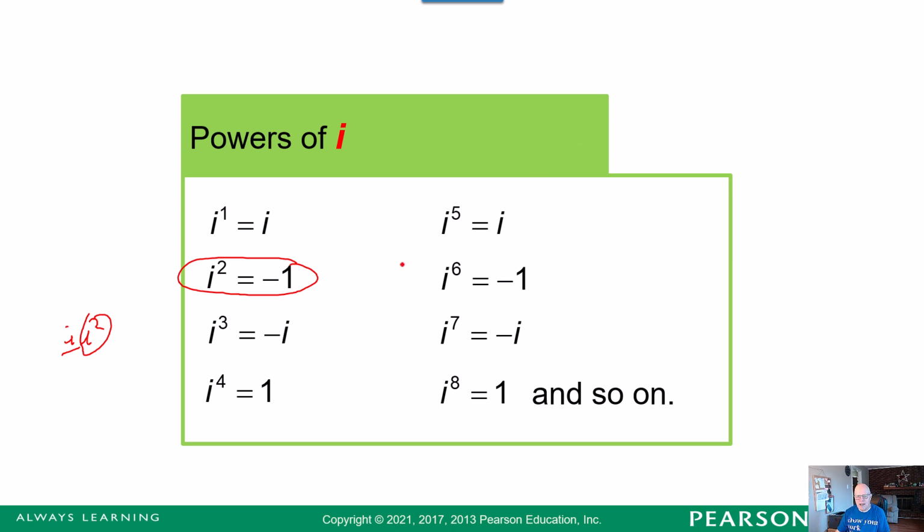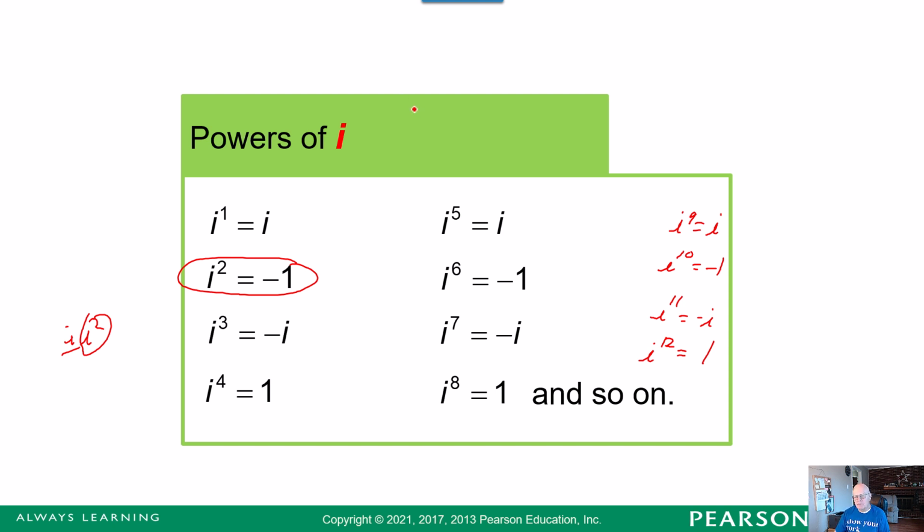i to the sixth has one more i. It matches up with i squared. i to the seventh matches up with i cubed. i to the eighth matches up with i to the fourth. And if we went further, i to the ninth, what do you think that would be? i. i to the 10th, -1. i to the 11th, -i. And i to the 12th would be 1. It's a cycle. And that cycle continues indefinitely.